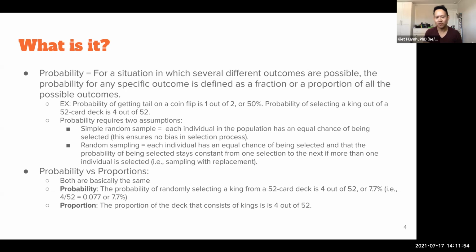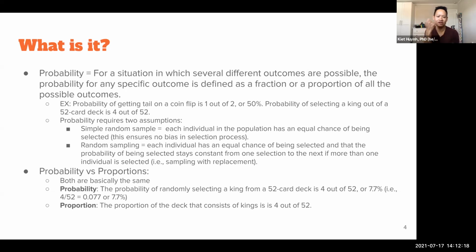So this means that there's no bias in the selection process. The other assumption is random sampling. This means that the probability of being selected stays the same no matter how many times we are sampling. Meaning if I'm taking a card from the deck, every time I take one card, I have to return that card.